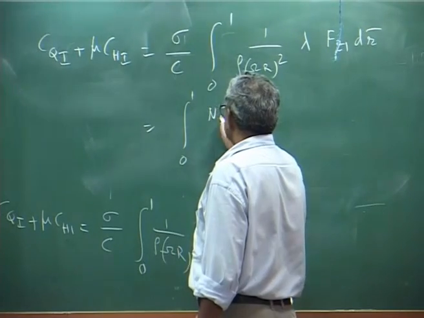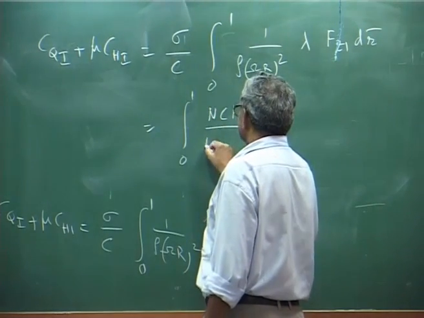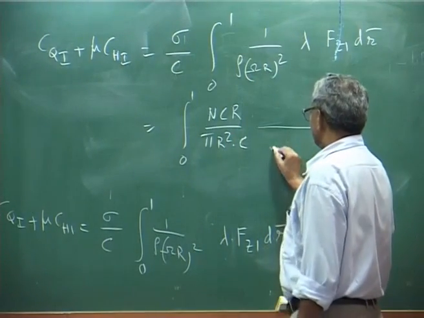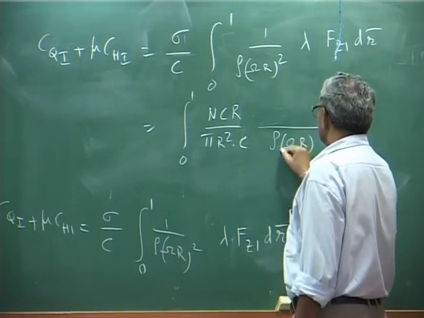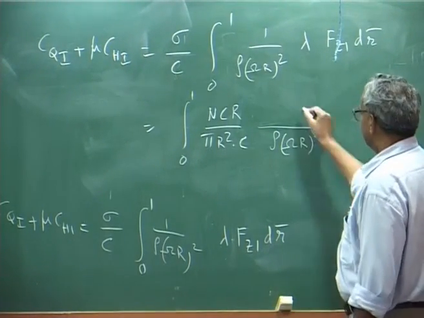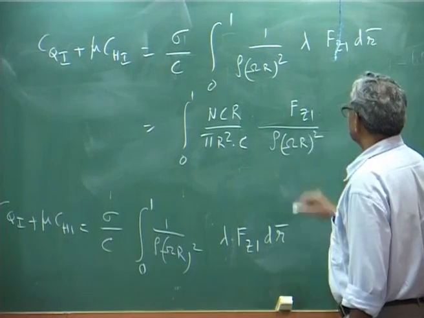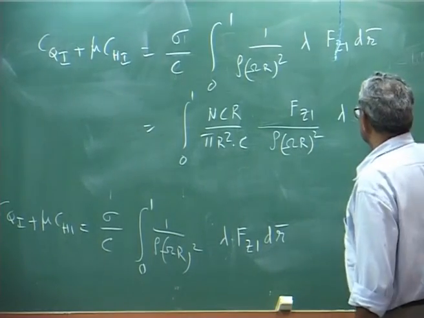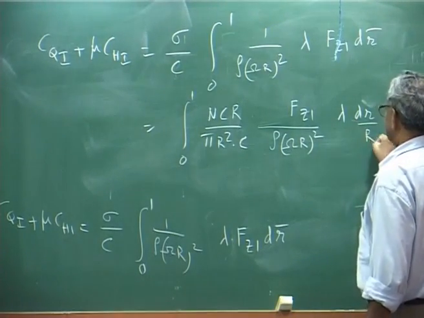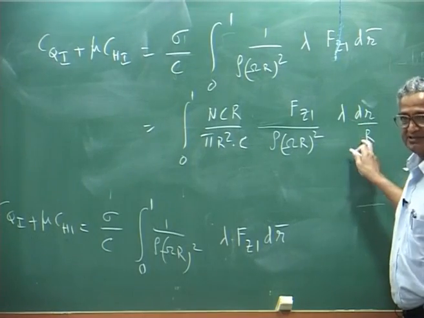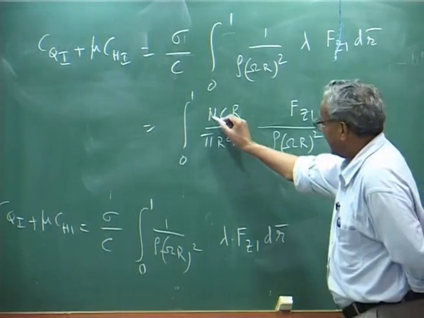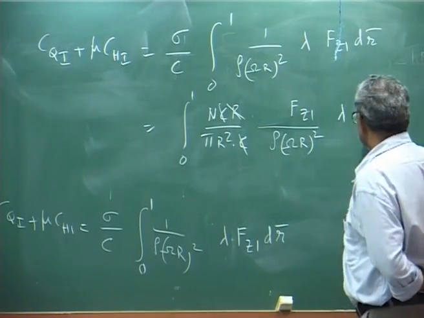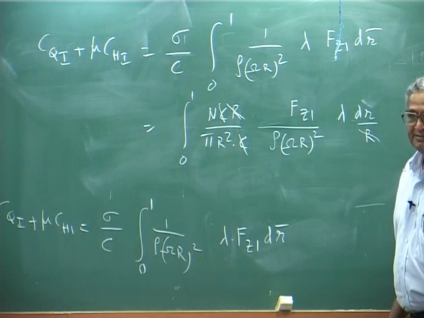So, N c R pi r square into C rho omega r whole square, and you have F_z1 lambda dr bar. dr bar is dr over r, right? Now, N c you cancel out, this r you cancel out.